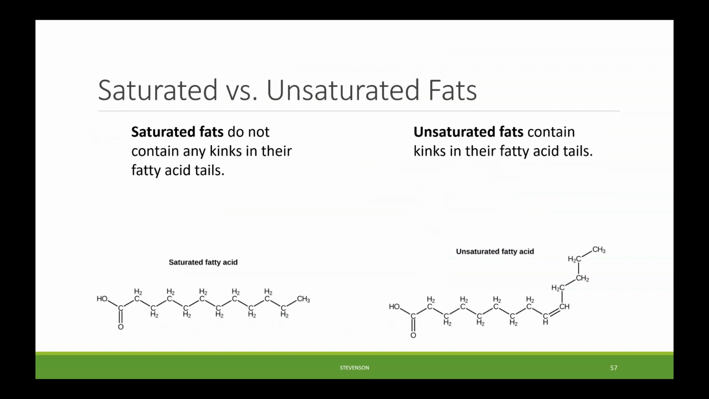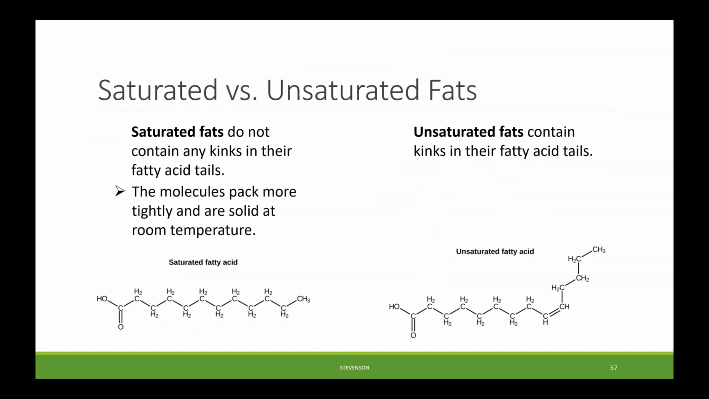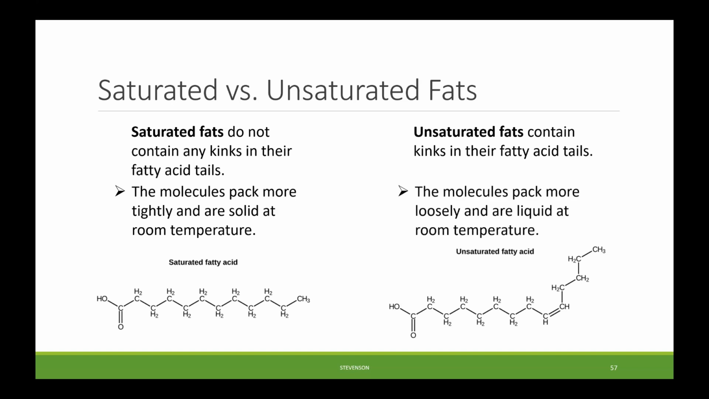And this difference in their chemical structure actually manifests in a way that we can observe in our everyday lives. In saturated fats, because their fatty acid tails lie more flat, the molecules pack more tightly against each other, and these fats are typically solid at room temperature. In unsaturated fats, on the other hand, the kinks in the fatty acid tails mean that the molecules aren't able to pack together as tightly, and they have a looser structure that tends to be liquid at room temperature.